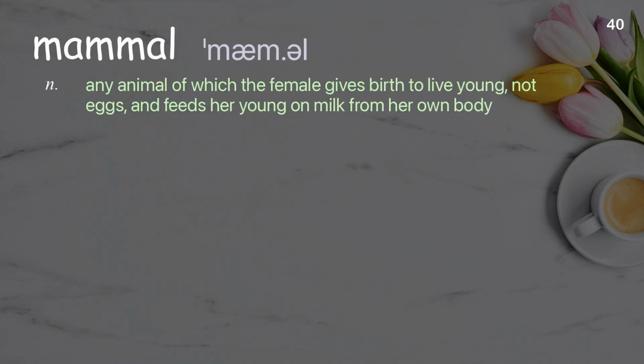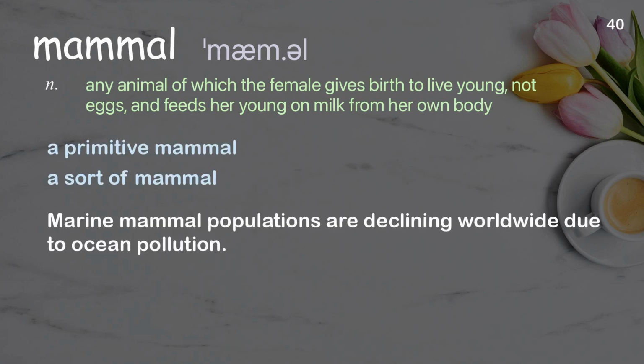Mammal. Any animal of which the female gives birth to live young, not eggs, and feeds her young on milk from her own body. Examples: A primitive mammal. A sort of mammal. Marine mammal populations are declining worldwide due to ocean pollution.